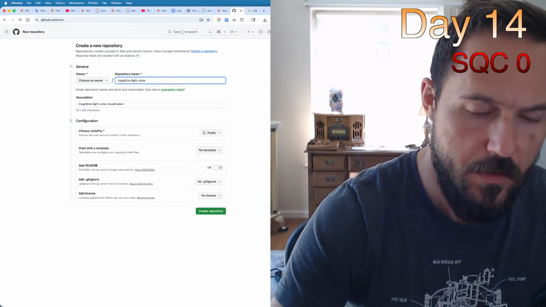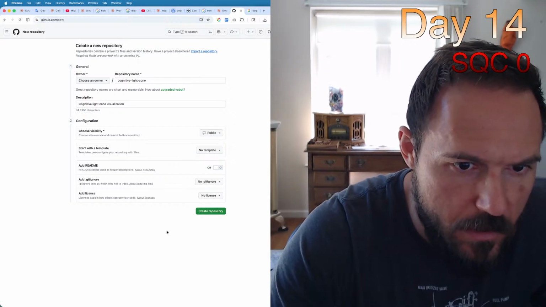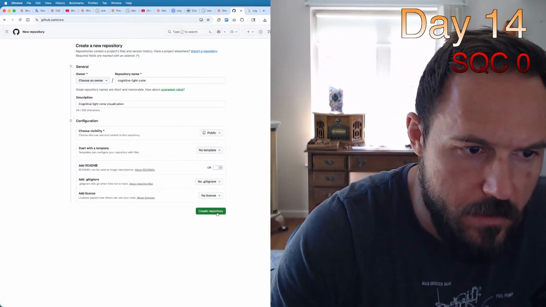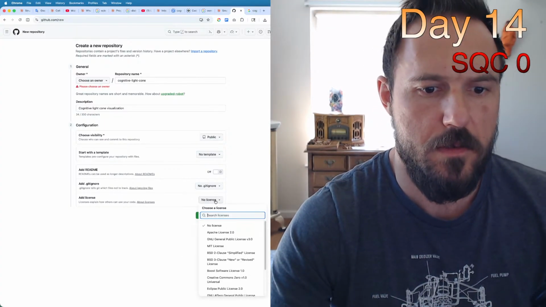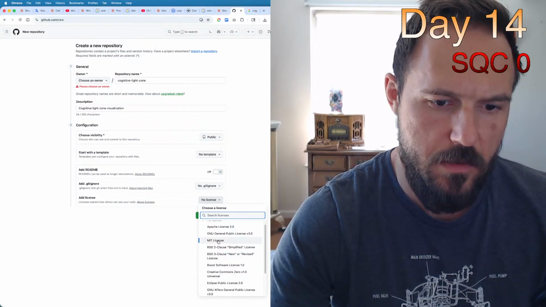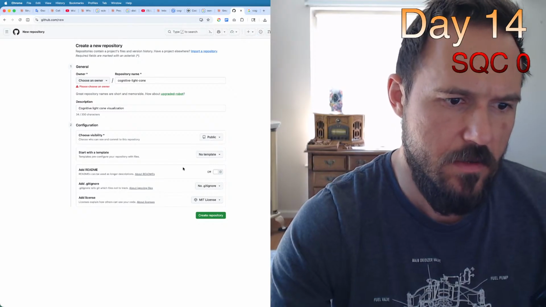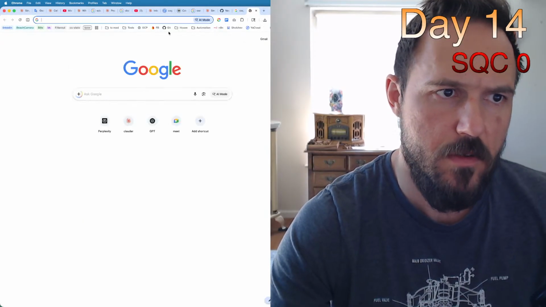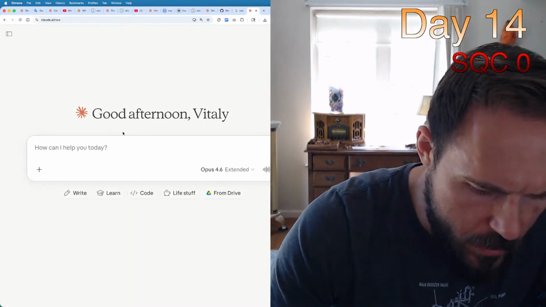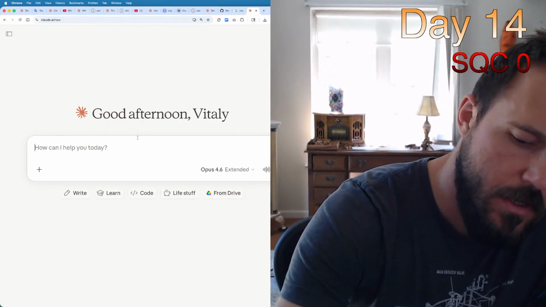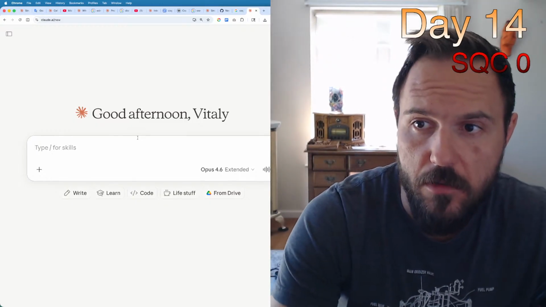Cognitive Litecoin. Starts with a template. No. Create repository. The license MIT. What does the MIT license stand for? Anyone can use it? Basically, it's a license where anyone can use the source code for commercial or regular work.